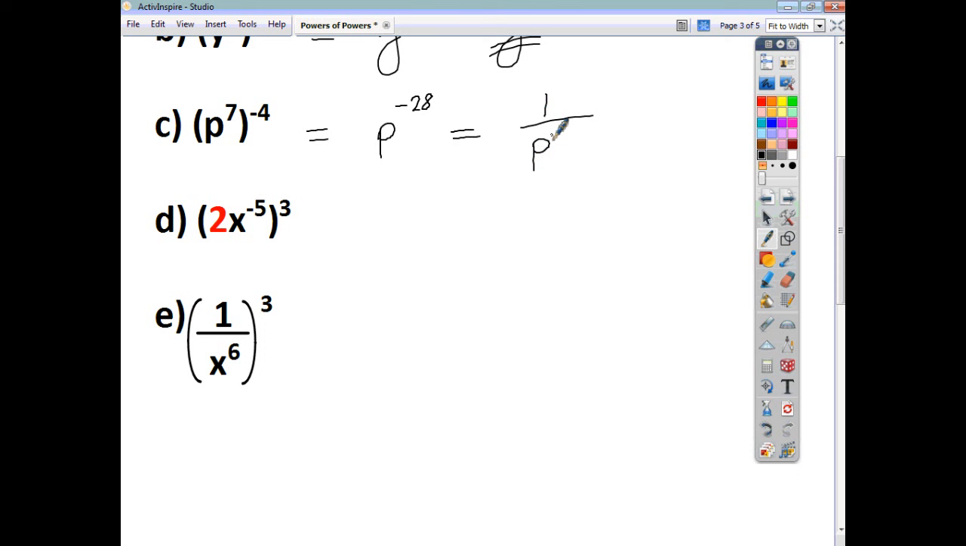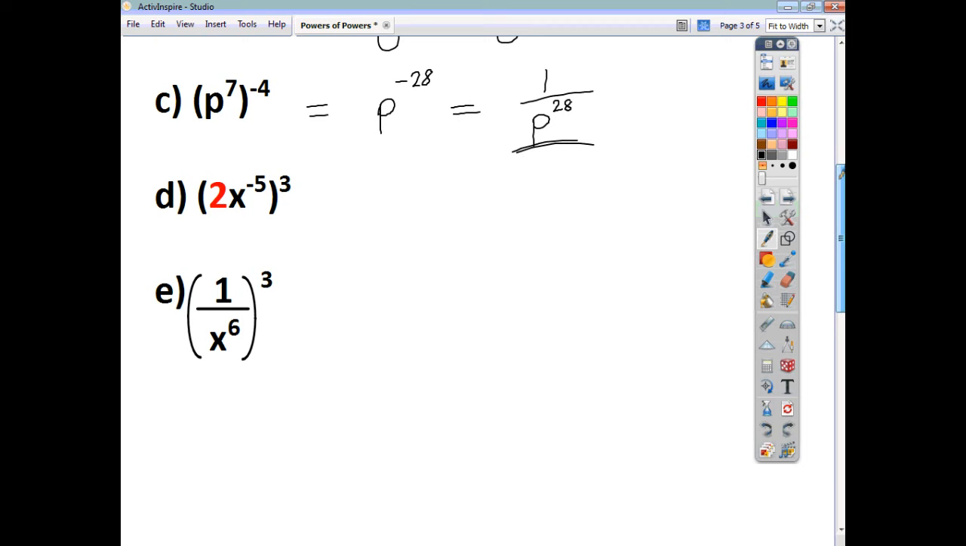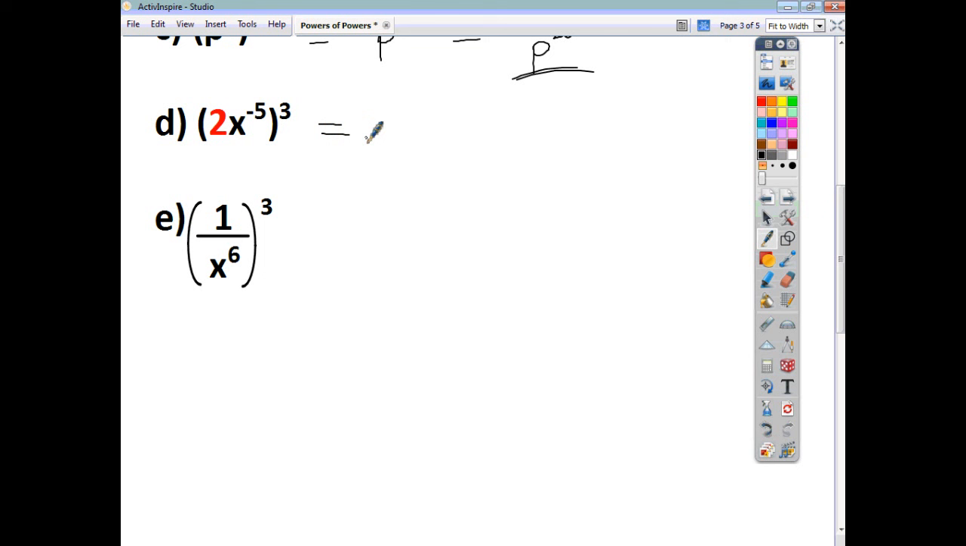And that's it. Now, sometimes you'll come across questions which have a coefficient involved as well, and we'll deal with the coefficient first of all. Now, 2 and x to the power of negative 5 are both being raised to the power of 3. So 2 cubed is going to be 2 times 2 times 2, which is 8. And then x to the negative 5 being cubed will give you x to the power of negative 15. So we can tidy that up and leave it with a positive index, and we leave the 8 on the top, and we have x to the power of 15 on the bottom.